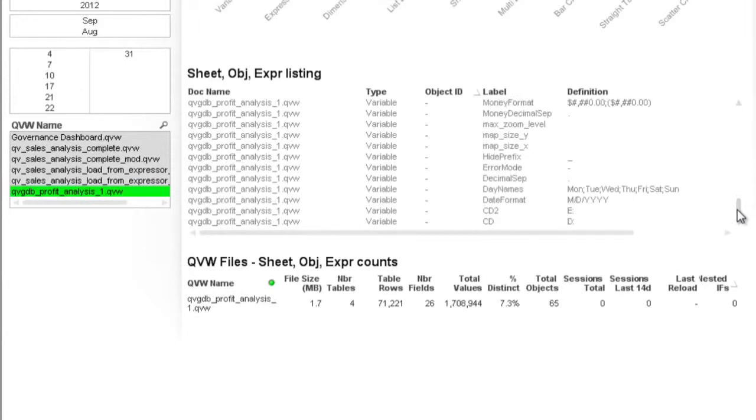I can also understand which apps are using which data sources, as I mentioned before, allowing me to understand what the impact would be if I were to change that source system. This is a common term in the industry called impact analysis. What would be the impact if I changed a source system? Again, the governance dashboard gives me great visibility into the potential impact of changes to source systems.